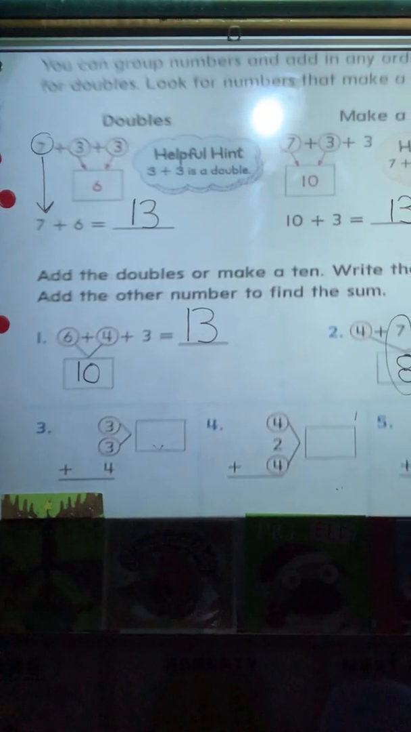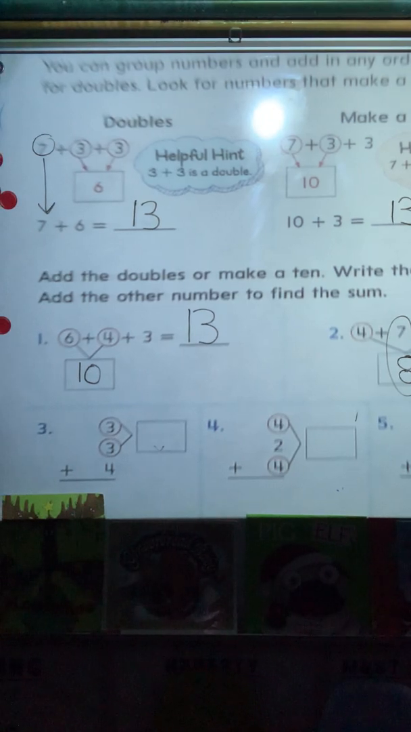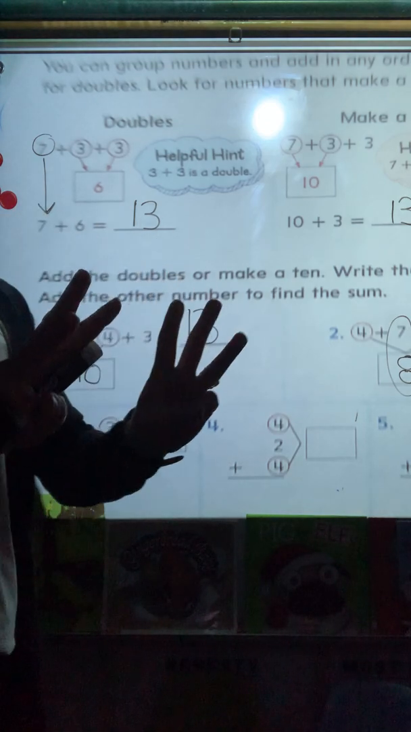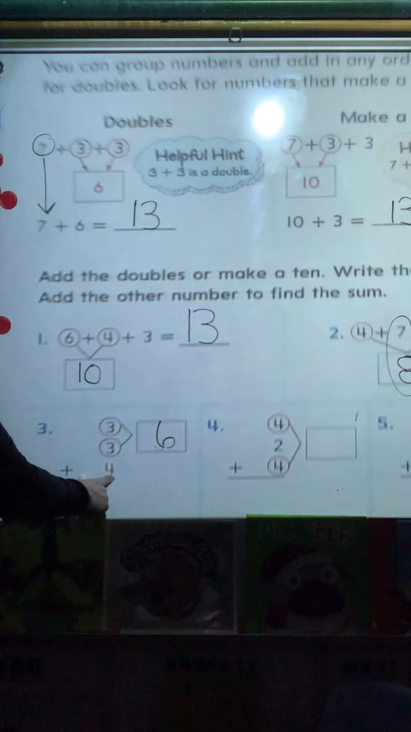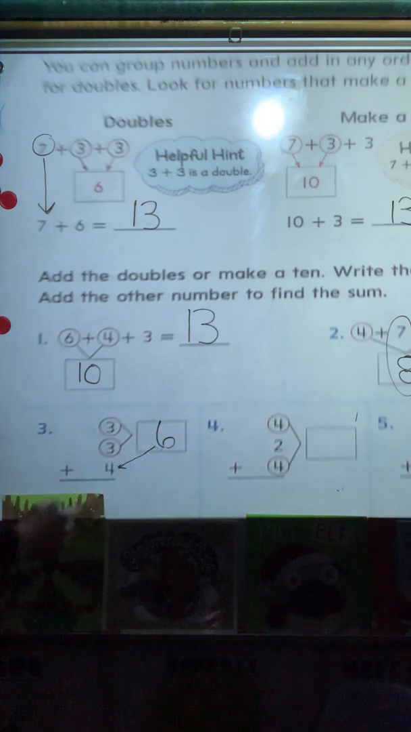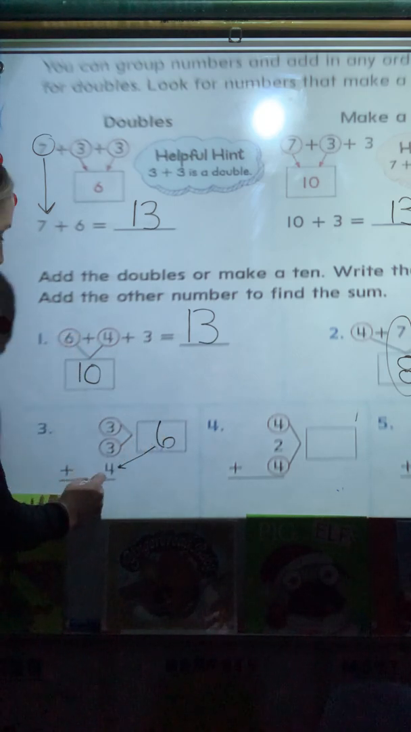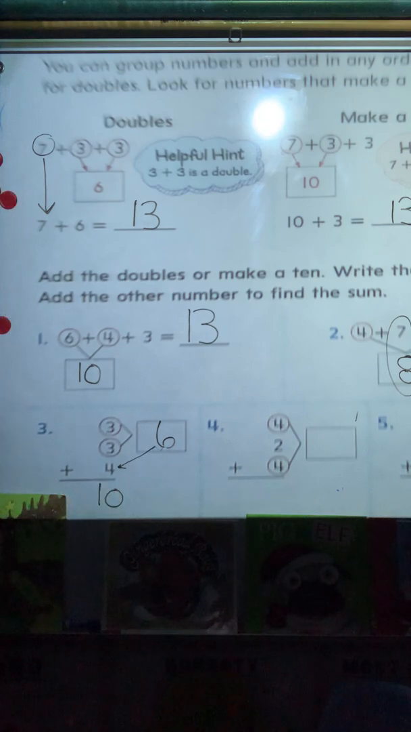Let's go ahead and take a look at number 3. And they just wrote it a different way, going up and down. So you can see we still have the same idea. We're adding three numbers. This one says 3 plus 3 plus 4. They chose the doubles, which was 3 and 3, to add first. 3 and 3 makes 6. Doubles fact. 6 and 4, just like up there, make 10.